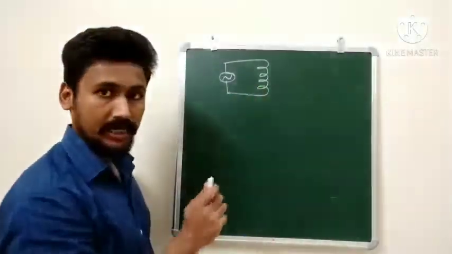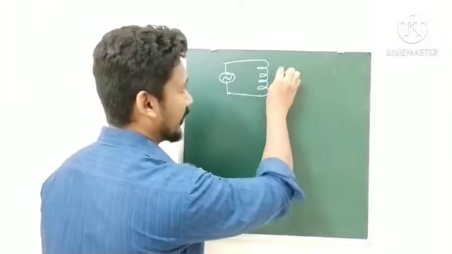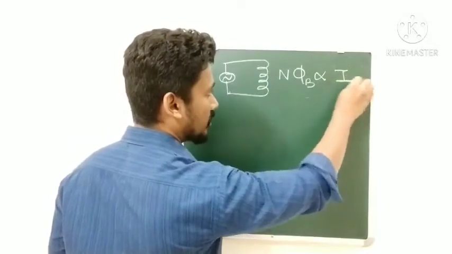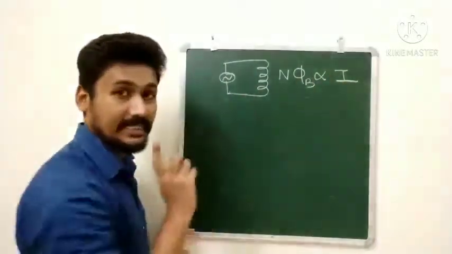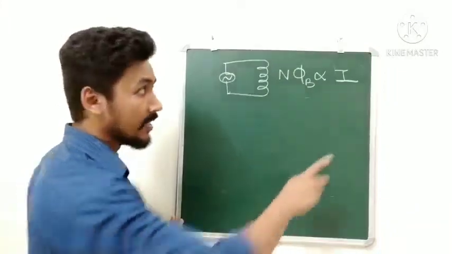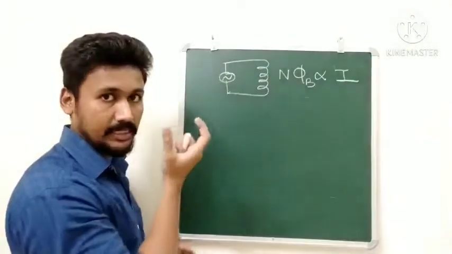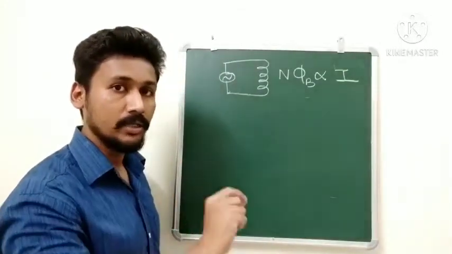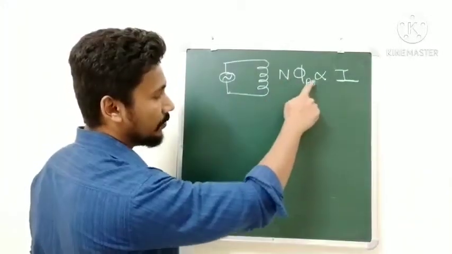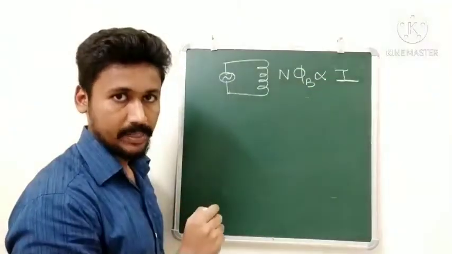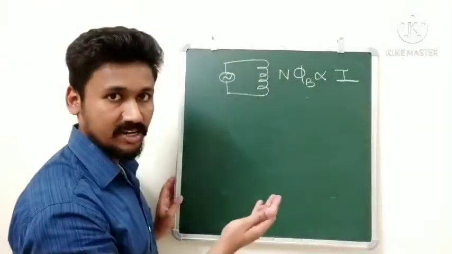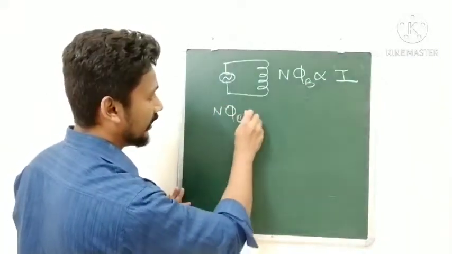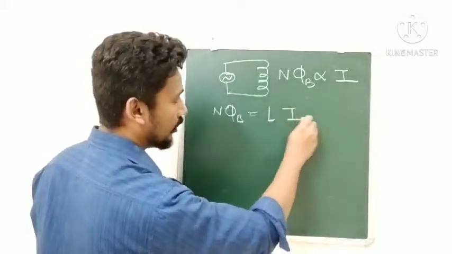So for this coil, you can write the relation that N phi B, the flux linkage, is directly proportional to I. Here this I stands for the induced current. This I is not the current sent by the AC supply; it is the induced current due to the induced EMF. And as we said, to remove the sign of proportionality, we add a constant. So we write N phi B is equal to capital L into I.